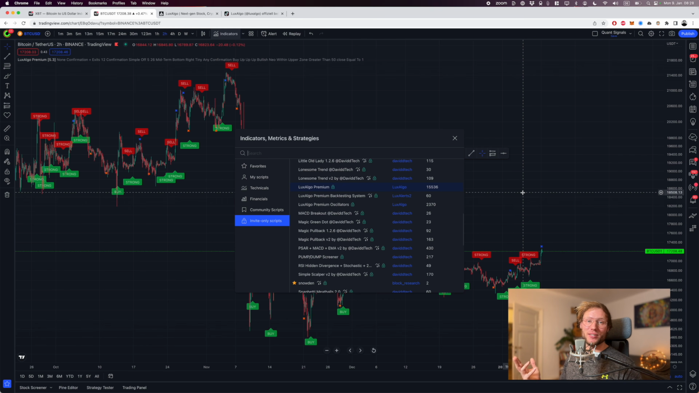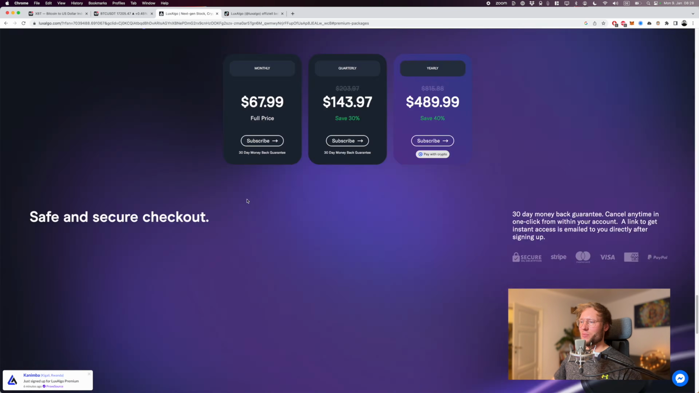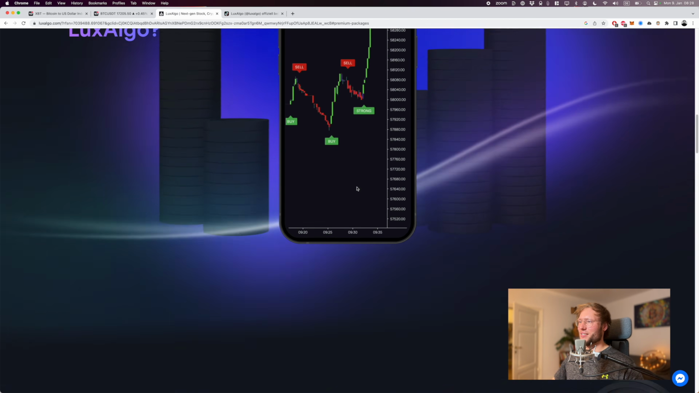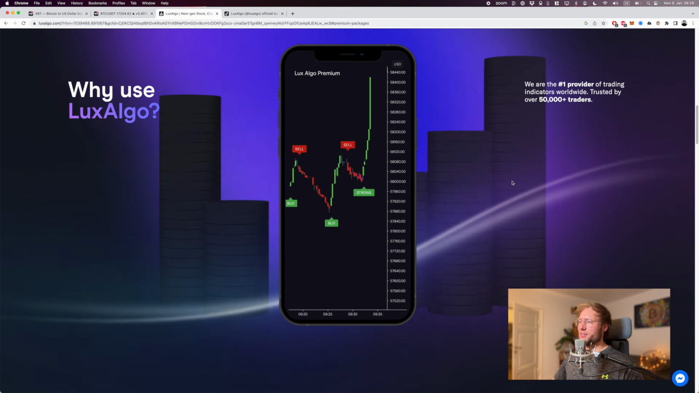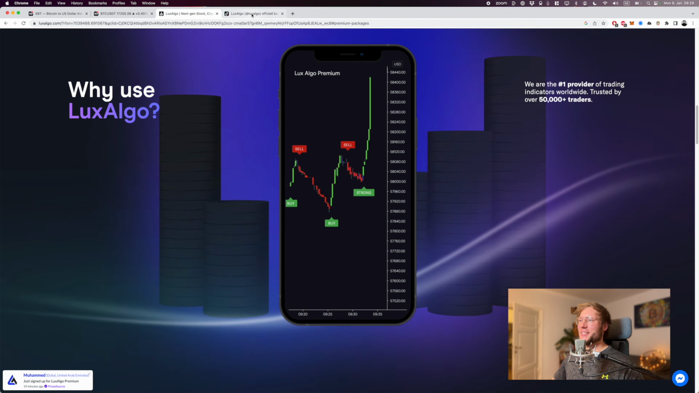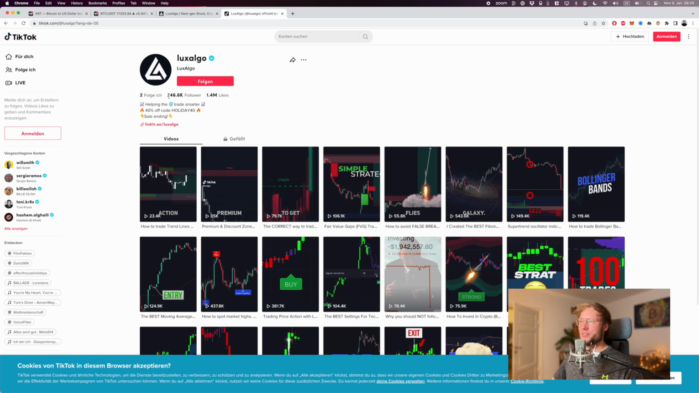So why is the LuxAlgo such a popular indicator? It's just insane how much following they have. Well, as it is with everything, it's just due to the marketing. Their website is fantastic. Everything looks nice. Everything looks exciting. It's kind of tailored towards gamblers mostly, honestly. And you also see that when you look at the TikToks, they have a massive amount of followers.